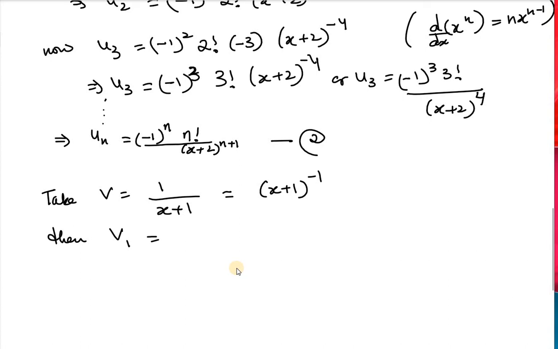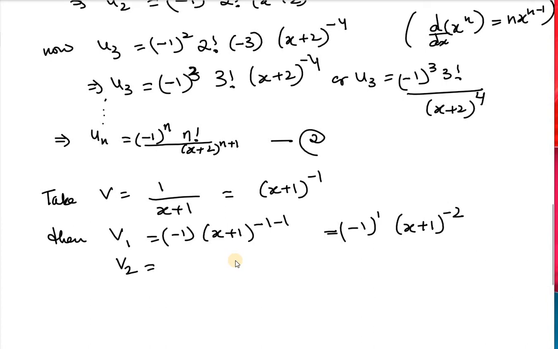So what will be v1? So minus 1 will come out. Then into (x + 1) to the power -1 - 1, which is equal to -1 into (x + 1)^(-2). The power of this is 1. Okay. Now next v2. Differentiate this v1, then you get -1 will remain there, then -2 will come out, then into (x + 1) to the power -2 - 1, which is equal to -1. Now, how many minus are there? There are 1, 2.